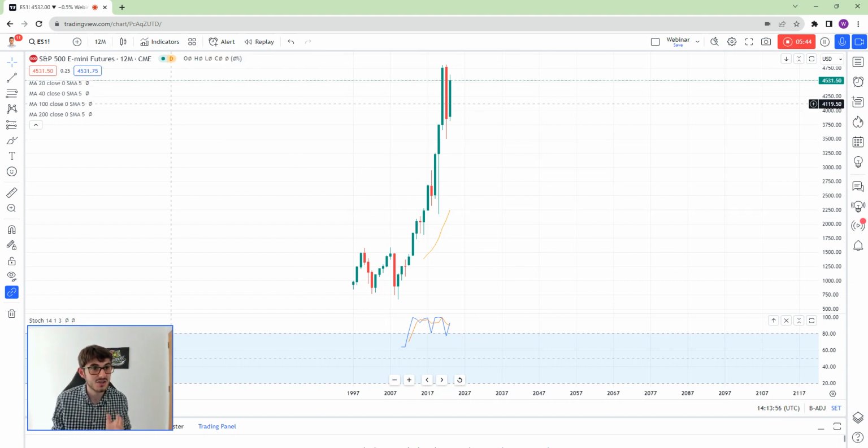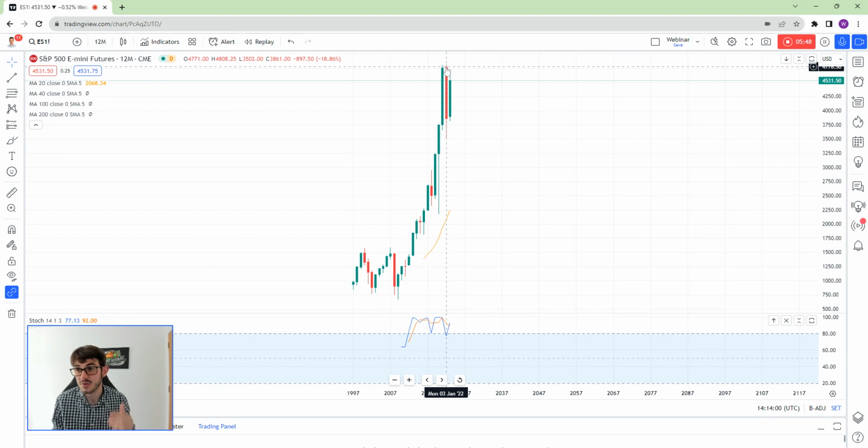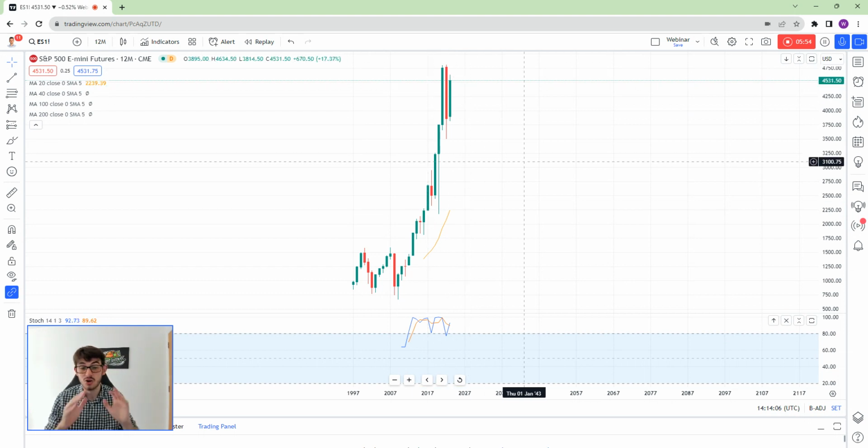As well as that, you can only see your 20 MA on the yearly. You're extremely far off it. You went all the way to 4,800 or so points. The MA only exists near 2,250. You're way, way, way above average, and eventually the MAs have to catch up with price. It's got to happen at some point.